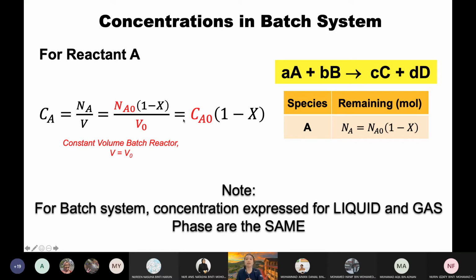I get CA0. So now instead of becoming NA0 1 minus X over V0, now I get the NA0 per V0 as CA0. Dalam bracket tu masih 1 minus X. So now I already express concentration of A, remaining concentration of A in the form of CA0 in bracket 1 tolak X. So to get this, yang kita kena gunakan stoichiometric table punya information yang mengatakan bahawa NA equals to NA0 1 minus X. That's why I told you why we learn the table is because we want to learn to express the concentration. Okay, so you don't have to worry.